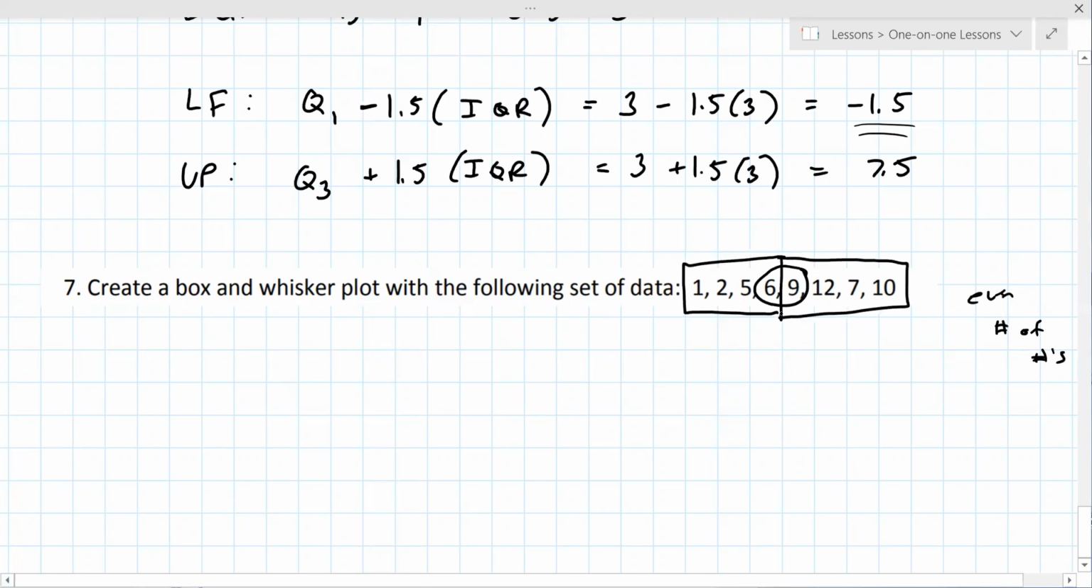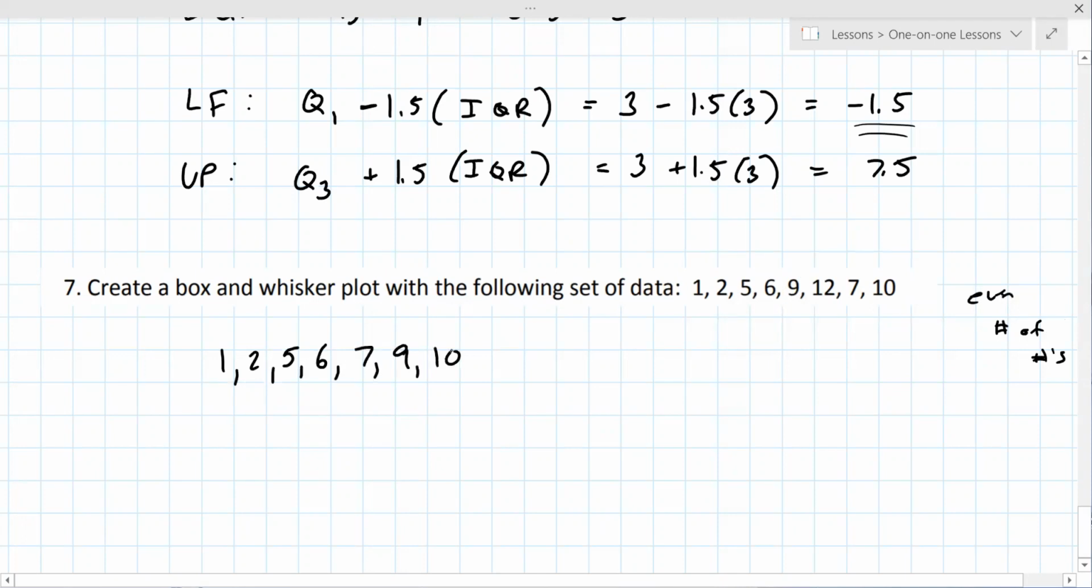Except, I'm sorry, I didn't put these in order. We really need to do that. So 1, 2, 5, 6, 7, 9, 10, 12. It's my fault because I really wasn't paying attention to this. So the median is right there. The median, oh, so it's just 6.5.